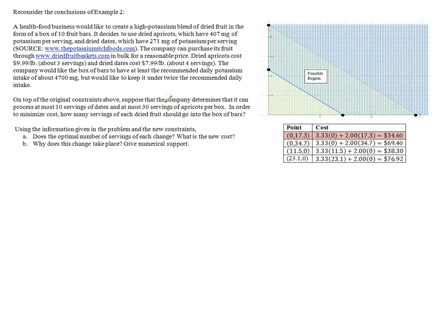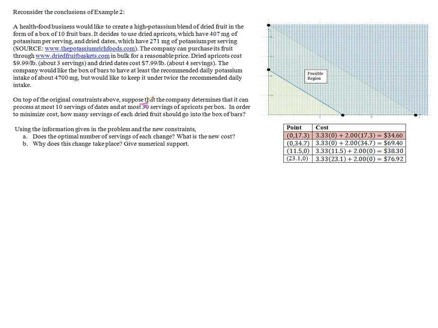We're asked to reconsider an example in the book. The problem deals with buying apricots and buying the other potassium form of the blend, which are the dried dates. Here was the feasible region based on the equations, and in between here was the region that worked. Now we're saying, on top of the above constraints, suppose that the company determines that it can process at most 10 servings of dates and at most 30 servings of apricots.